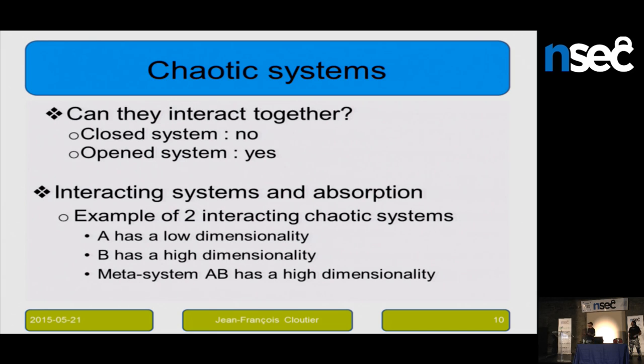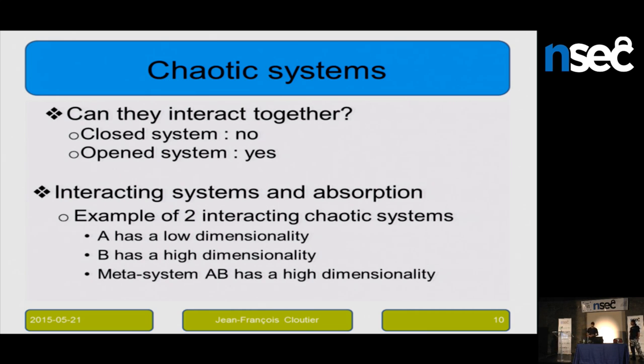So can those two types of system interact together? If it's closed systems or autonomous, no. If it's open to other systems, yes, they can. What's happening if you have two different systems interacting together with different dimensionality? Let's say you have system A, which is a low-dimensional system, and system B, which is a high-dimensional system. The meta system AB, if they are interacting together because of the mutual impact, will become, in turn, high-dimensional.